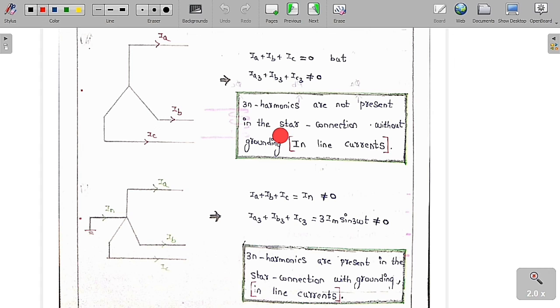3n plus or minus 1 harmonics will always be present in this case without grounding, but the 3n harmonics will never be present here. Whereas here, 3n plus or minus 1 harmonics will never be present, but only 3n harmonics are going to be present. So listen, for a star connection, if there is no grounding, 3n plus or minus 1 harmonics are going to be present, but not the 3n. If the grounding is present, 3n plus or minus 1 harmonics will never be present, but only 3n harmonics are going to be present in the line currents.